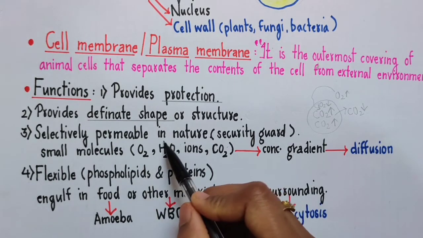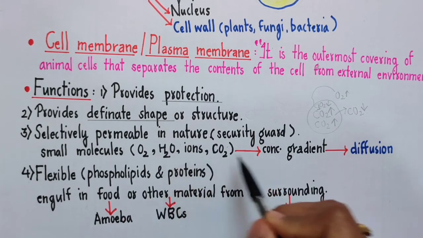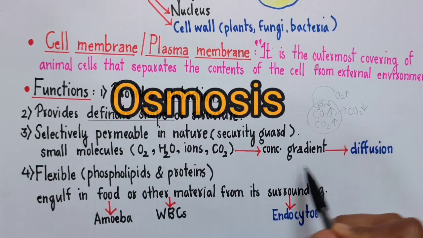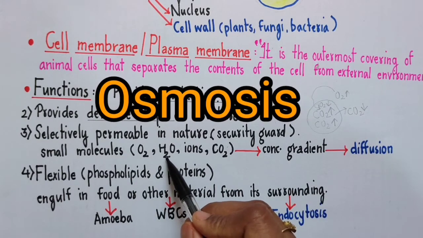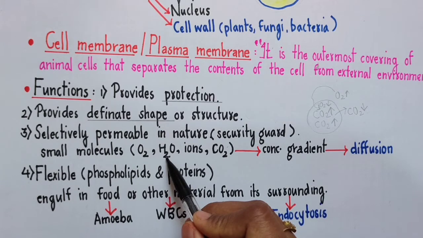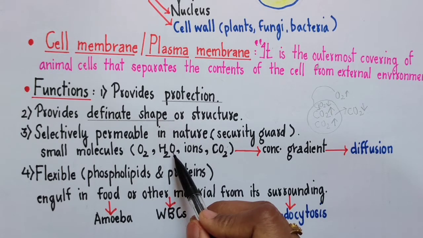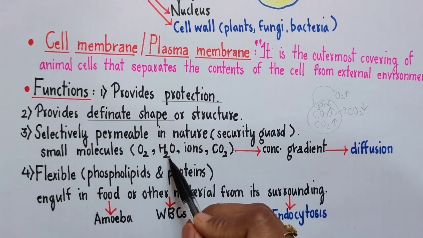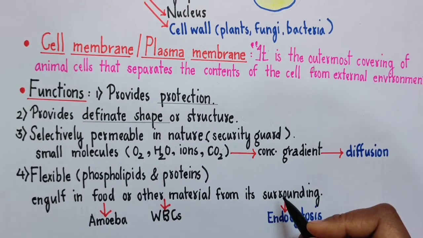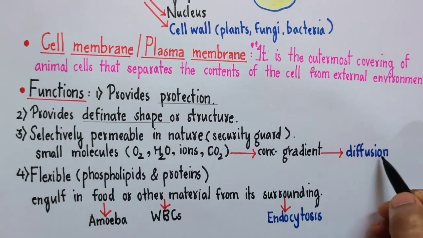In the case of water molecules, rather than using the term diffusion, we use the term osmosis. So we say that there is osmotic entry of water inside the cells. And what is this osmosis and what are its types? All that we will be discussing in our next video. Now let us see how this process of diffusion is applicable to our cells.